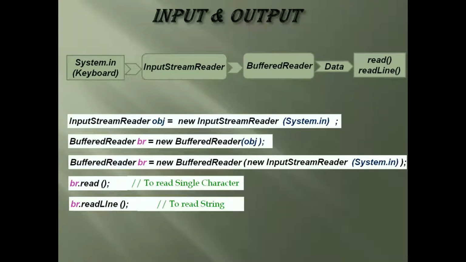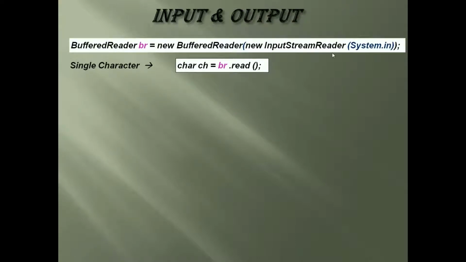Now let's take some examples for different data types. For example, if we want to accept a single character from the keyboard, then we need to call the read method, as we already discussed, like this: char ch = br.read(). Here br is a BufferedReader class object. Okay. If we want to accept a string from the keyboard, then we need to call the readLine method like this: String str = br.readLine().